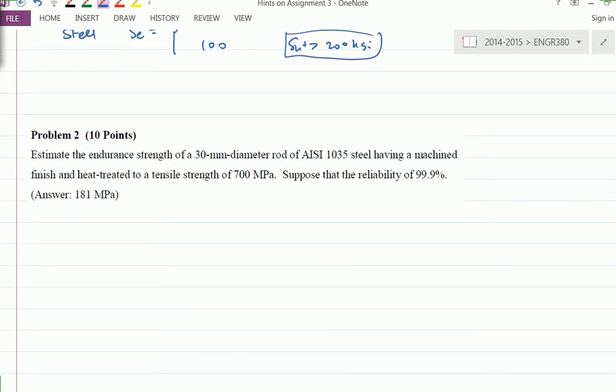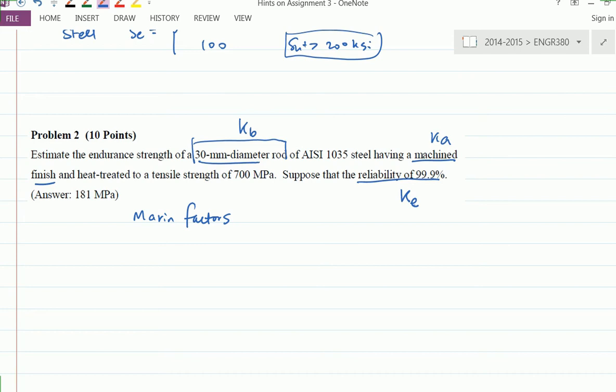Okay, the second question is also fairly straightforward. It's just an exercise in looking up tables for Marin factors. You don't need to look for all the Marin factors. For this example, what do we need? This machined finish, so you need this ka, and there is the size, so you will need kb. And lastly there is reliability, so you will need to look up the table for ke. That's pretty much all you need.